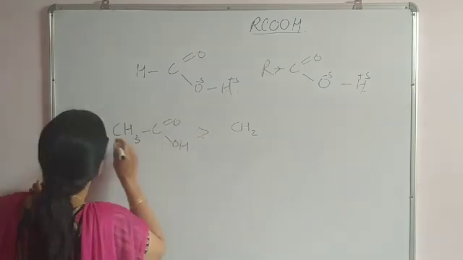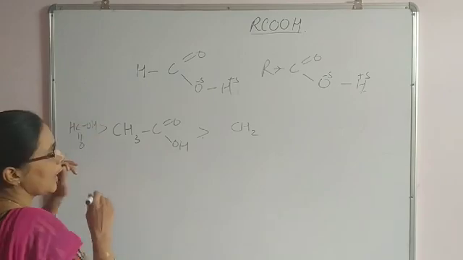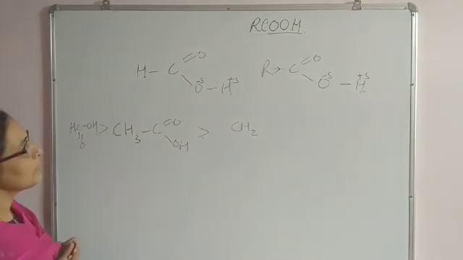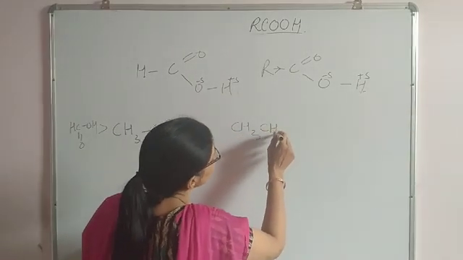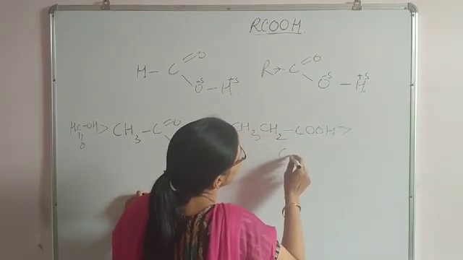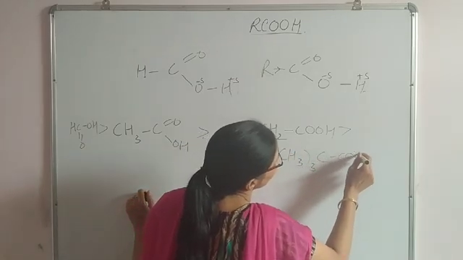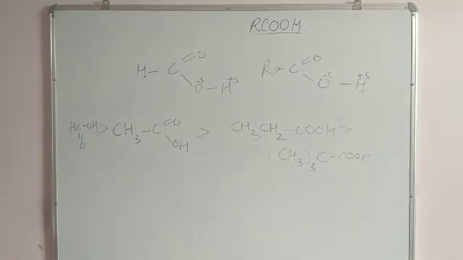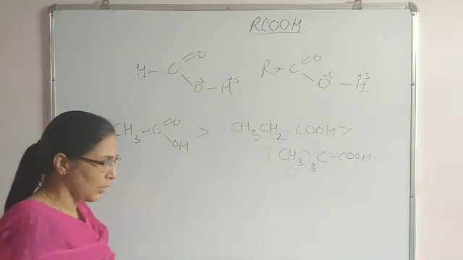then CH2, and H C double bond O OH. Formic acid is more acidic in nature as compared to acetic acid, as compared to, in the same manner, (CH3) thrice C COOH. So the longer the alkyl group, the acidic character becomes lesser, meaning they are less strong.